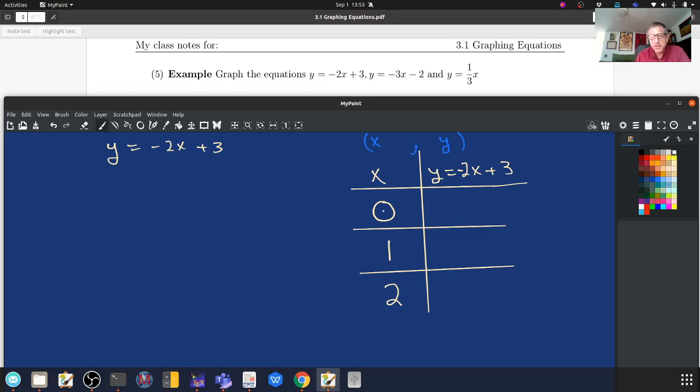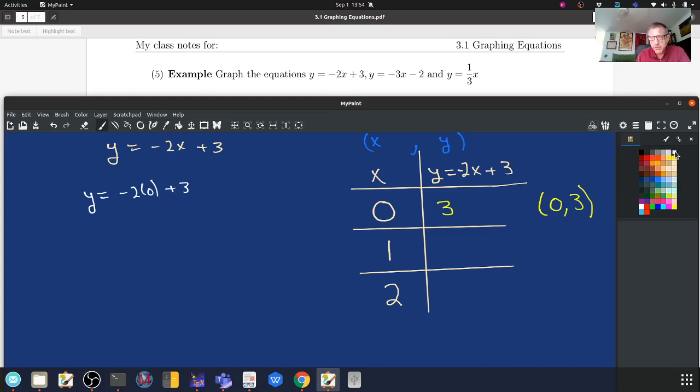So the first way to do this is take our original equation, y, and that's whose value we're seeking, and we're going to plug in 0 for x. So y is equal to minus 2 times 0, which is 0, plus 3. So my y value in this case is 3. So the takeaway is my first point is 0, 3.